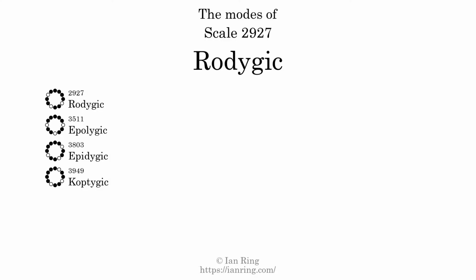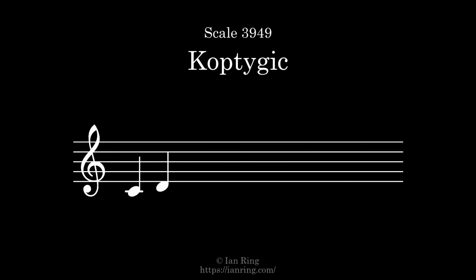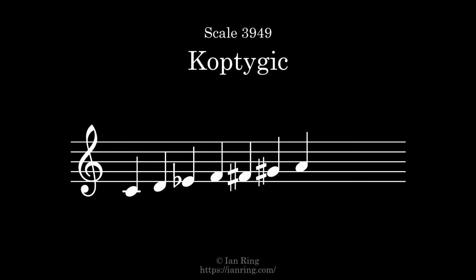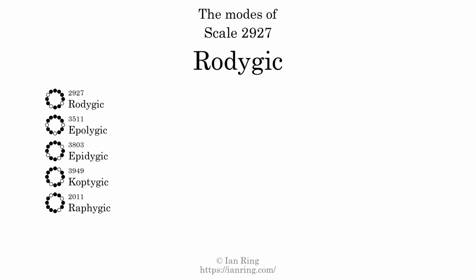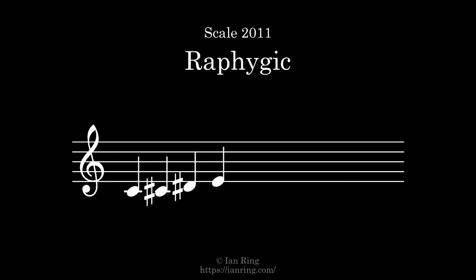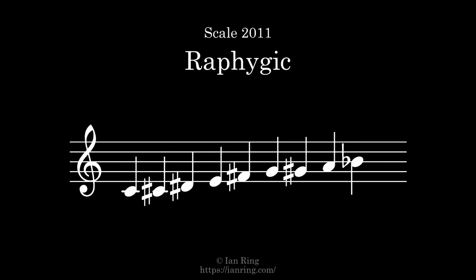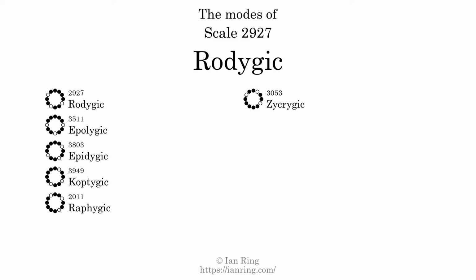The fourth mode is scale 3949, also known as coptergic. It sounds like this. The fifth mode is scale 2011, also known as riphagic. It sounds like this. The sixth mode is scale 3053, also known as zycrigic. It sounds like this.